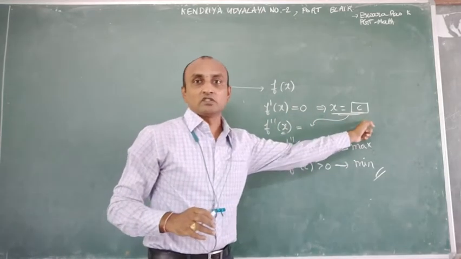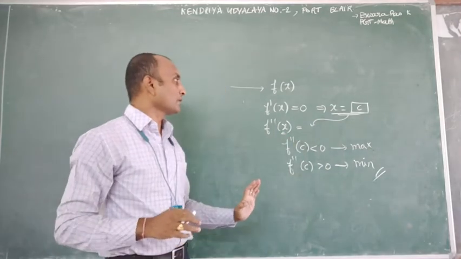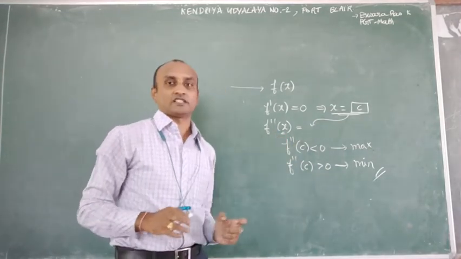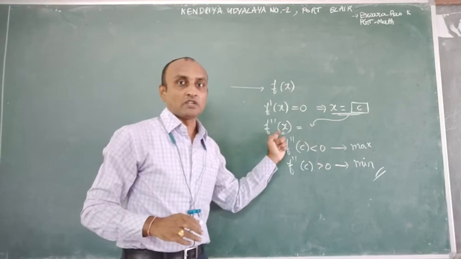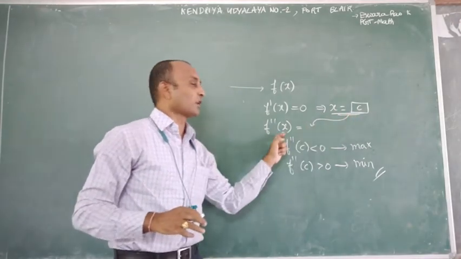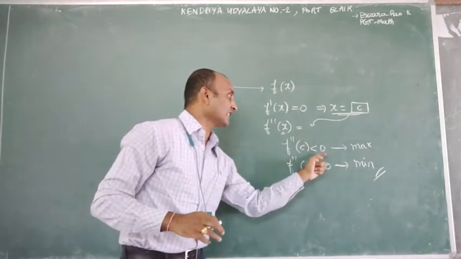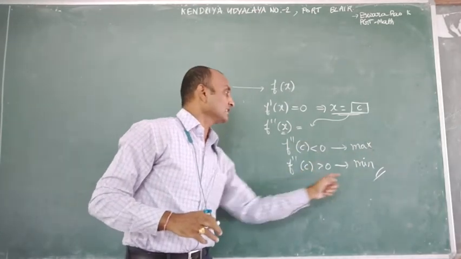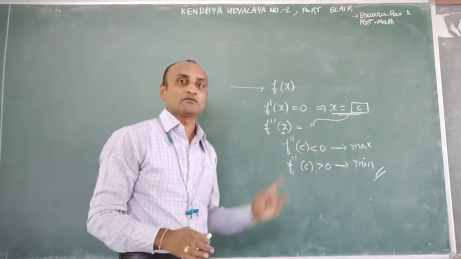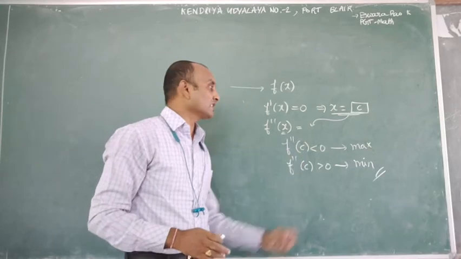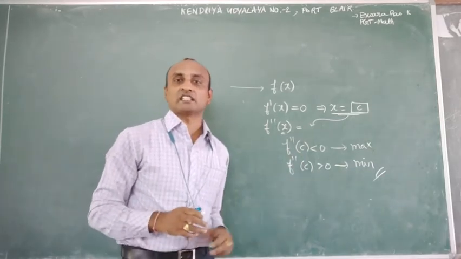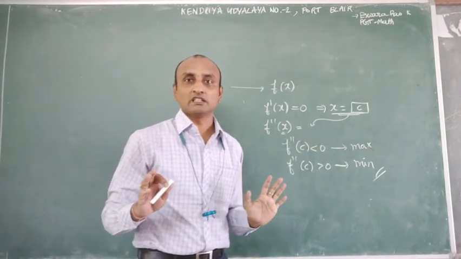Then you get x equal to some critical point. That critical point, substitute in f double dash of x. That is the second derivative test. Find f double dash of x and substitute the critical point in this. If this is less than 0, it is maximum. Greater than 0 is minimum. The quantity is maximum when the second derivative is less than 0. The quantity is minimum when the second derivative is greater than 0. Try to remember, okay? So that's all.